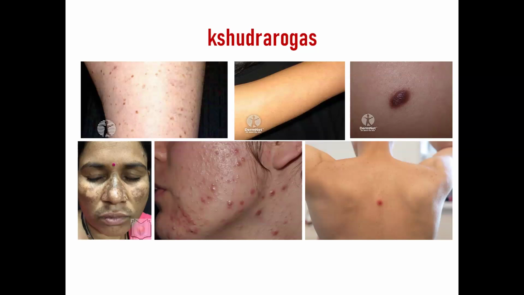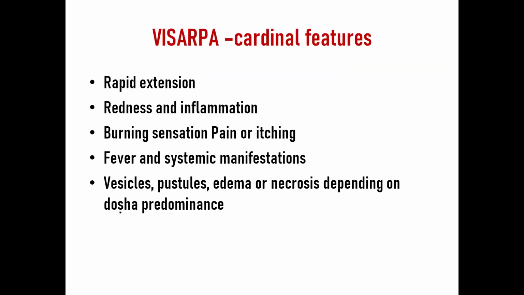These are another group of lesions in the dermatological spectrum. And Visarpa is a wide variety of skin manifestations, especially they can be correlated with so many other acute skin manifestations. The cardinal features of Visarpa are rapid extension, redness and inflammation, burning sensation, pain or itching, fever and systemic manifestations, vesicles, pustules, edema or necrosis depending on dosha predominance.